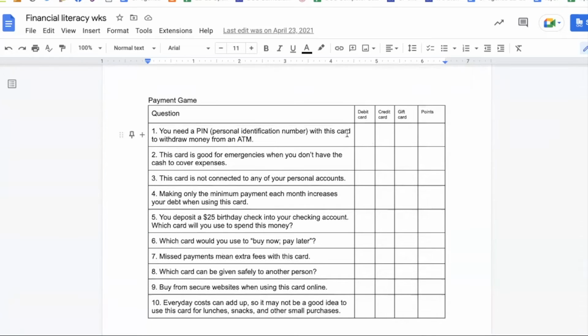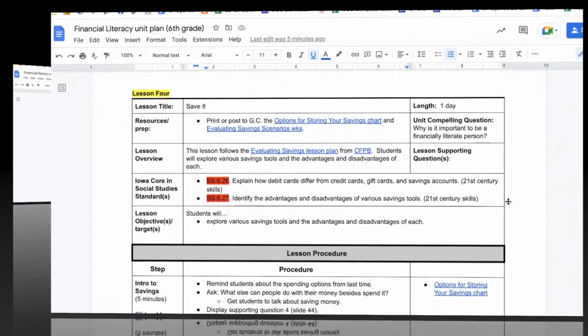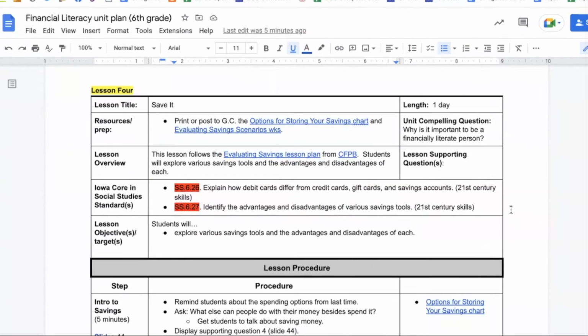Then we move on to the payment game, in which students take a guess of which type of card matches the statement. So you need a PIN, personal identification number, with this card to withdraw money from an ATM. That's going to be your debit card. So students will go through and mark what they think. Once this is done, then you go through and provide the answers, and students get a point for each correct one.